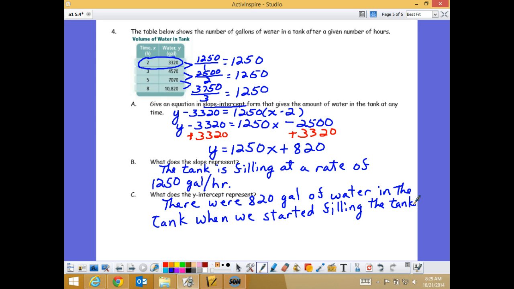The slope is how much it's increasing or decreasing per unit. In these two cases, it was time. And the y-intercept represents where we started. What was our starting point? In this case, we started with 820 gallons in the tank when we started filling it up.